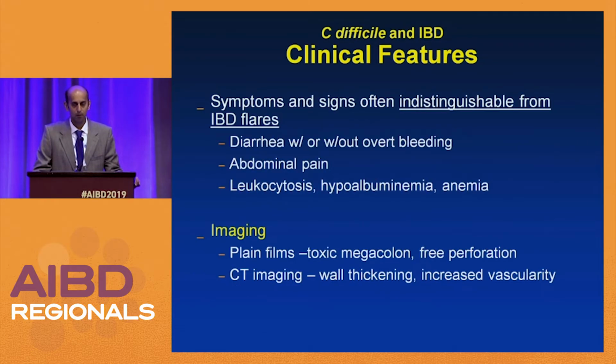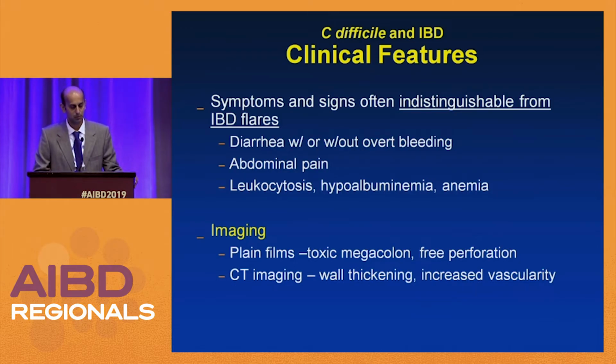It's very, very important to note that symptoms and signs of C. diff infection in those with IBD are indistinguishable from IBD flare. So there really is not a typical symptom that will tell you that this person having diarrhea has it from C. diff versus from their underlying IBD. It can present as diarrhea with or without overt bleeding, abdominal pain, leukocytosis, low albumin, and anemia.